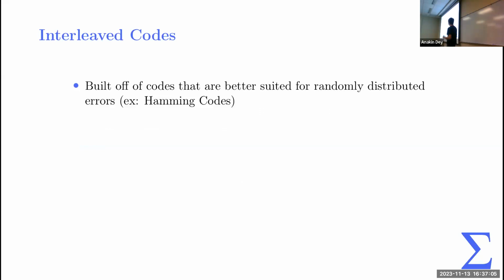So yeah, we build off of the idea of some code, Hamming codes for instance, that's going to work well with random errors. Not anymore.